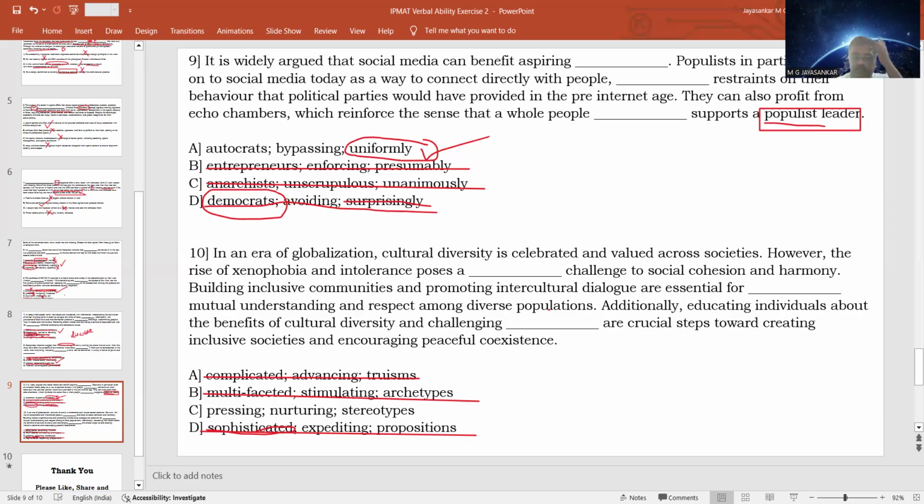Challenging stereotypes. What is a stereotype? An orthodox belief or approach which is not based on facts or scientific principles is called a stereotype. A person who believes in certain orthodox theories that are not based on any scientific evidence, or which are based on retrograde principles and age-old thoughts, holds stereotypes. So you need to challenge stereotypes, something that is handed down over the generations and not based on facts. So this is why this option is the correct one. A pressing challenge, nurturing understanding. You have to challenge stereotypes. Option C is the best answer.